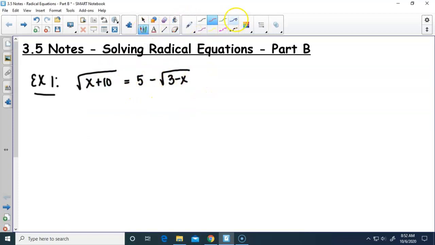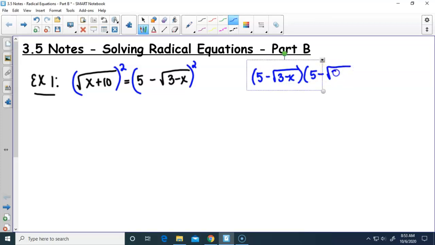whenever we are going to square both sides, we are going to do this. But whenever you square this right-hand side, you're really doing 5 minus the square root of 3 minus x times 5 minus the square root of 3 minus x. So you're going to have to distribute over here for this problem. On the left-hand side, it is just as simple as squaring this side.